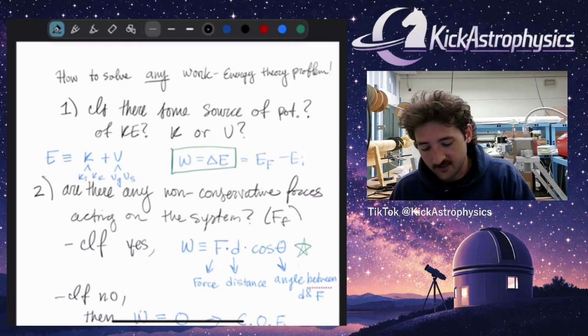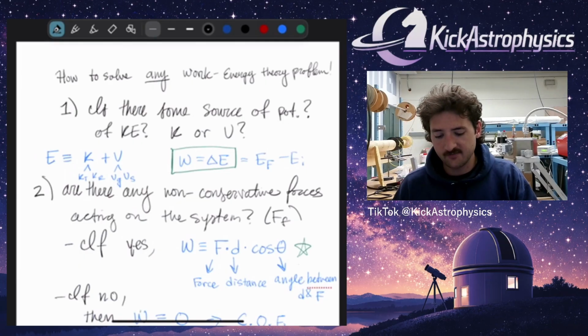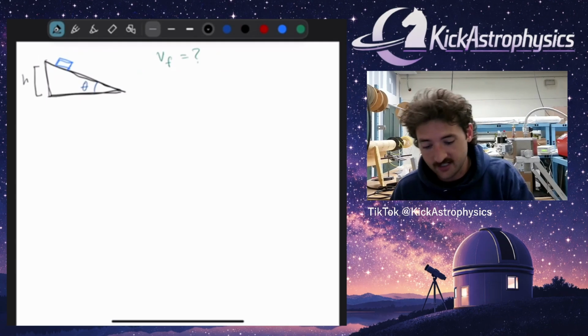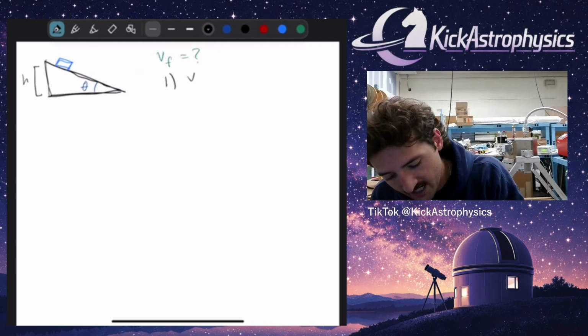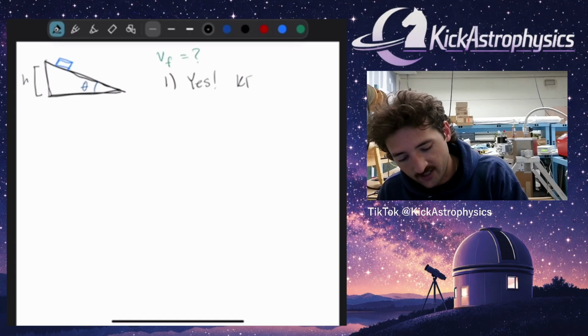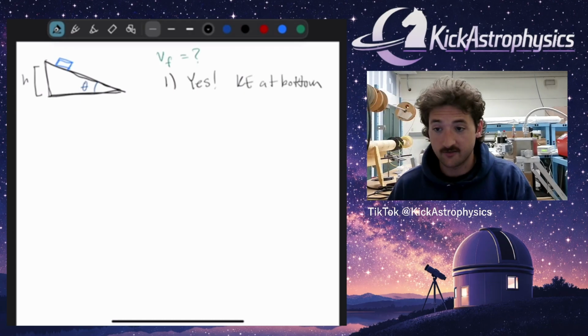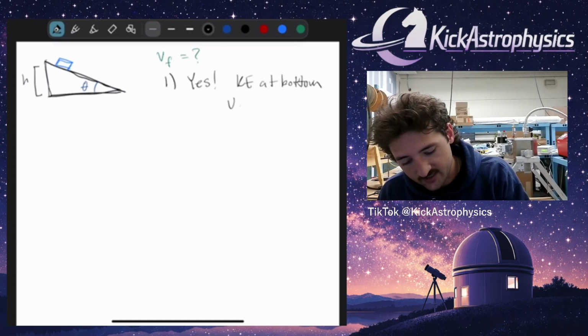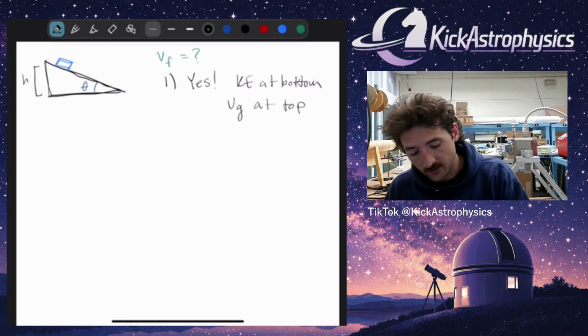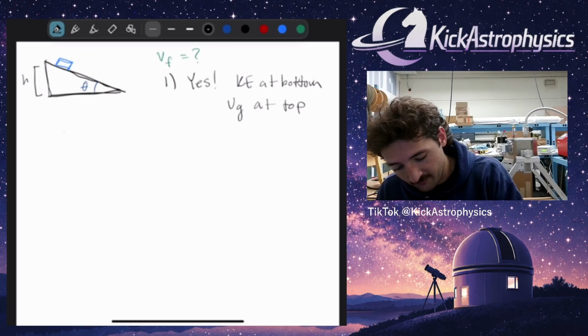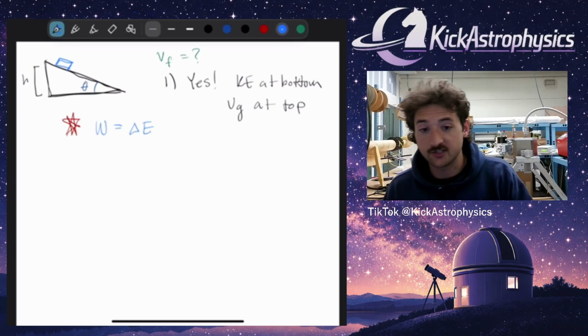And what's our first question? Is there some source of potential or of kinetic energy? And yes, there is. So 1, yes. We have KE at the bottom, right? Because we're asked about the velocity. And we have potential of gravity at the top when it's at the top of the slope. So from there, we do our first step. I'm going to put a big red star that work is equal to change in energy.